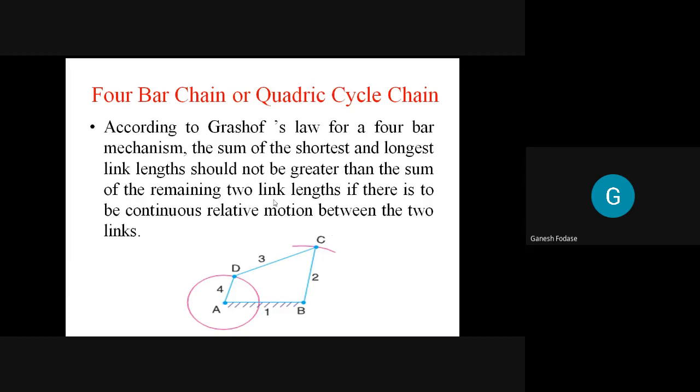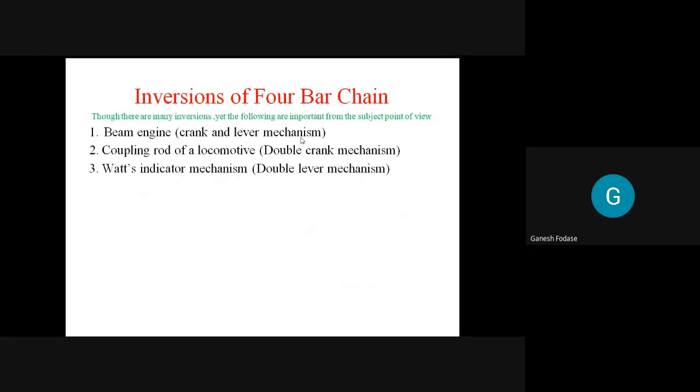When each link is fixed, let's say link number 1, 2, 3, 4, then corresponding to which link is fixed, we obtain different mechanisms, or different inversions. We have seen some applications of the inversions of the 4-bar chain mechanism, like the beam engine, which is the application of a crank and lever mechanism, or crank and rocker mechanism, while the coupling rod of locomotives or parallel crank mechanism is an application of the double crank mechanism.